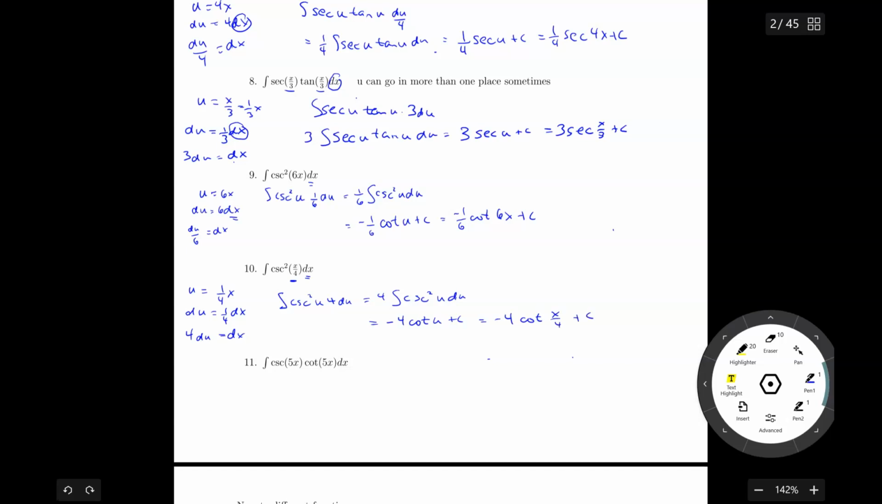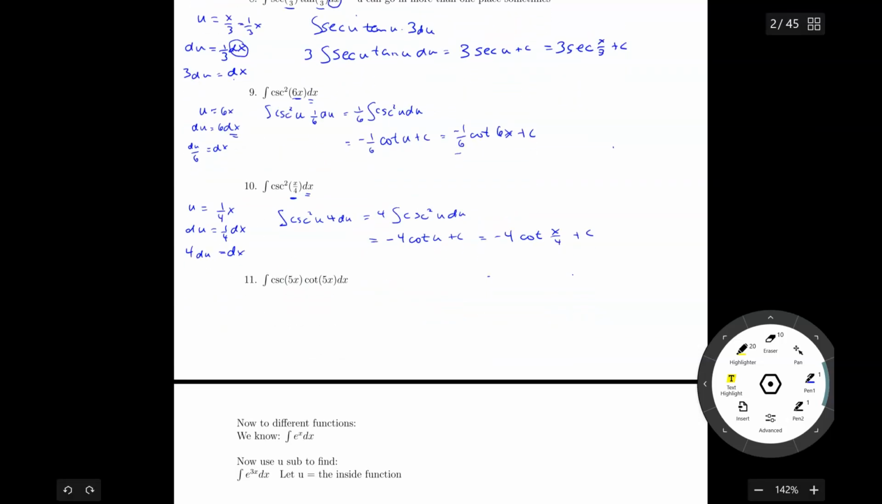So let's just even contrast these two. So here I had the angle 6x, and I got a 1/6 out in the front, right? And then the negative comes from the antiderivative of cosecant squared. Here I had an x over 4, and so here I have a 4 in the front, which is 1 over 1/4. So we're going to establish the pattern. So it also works for this, right? So let's just go ahead and do this one.